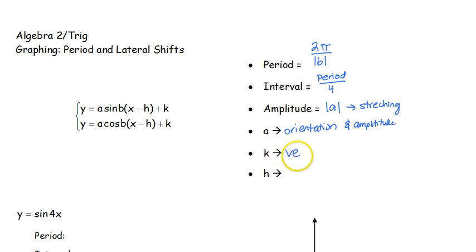K is your vertical shift, and H is your horizontal shift. Because H is going to fall inside of those parentheses, remember, it is the opposite of what you think. Anything inside of parentheses or any grouping symbol is always going to be the opposite.